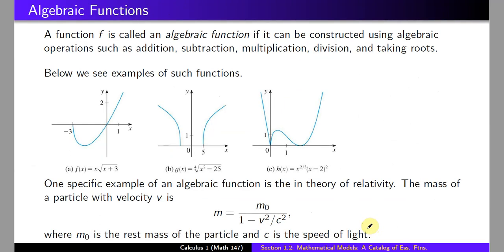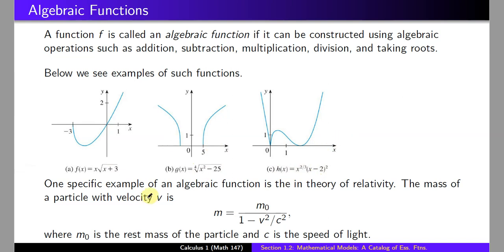Okay, so now we've seen rational functions. Another way we can take polynomials and roots and some of the things we've seen is into what are called algebraic functions. And what is an algebraic function? It is constructed using algebraic operations such as addition, subtraction, multiplication, division, and taking roots. Examples are the following here below: x times the square root of x plus 3, the fourth root of x squared minus 25, or x to the 2/3 times (x minus 2) squared. These are all examples of algebraic functions.